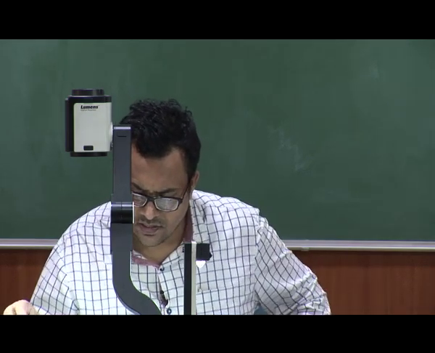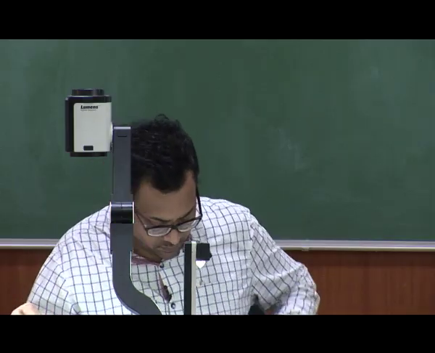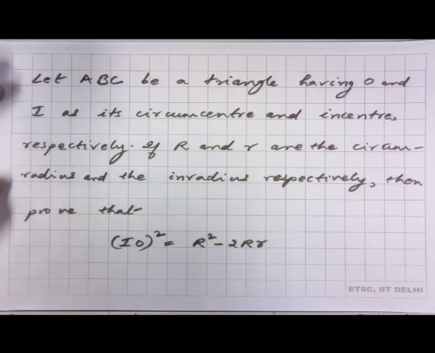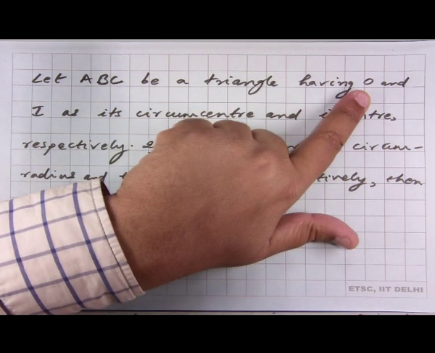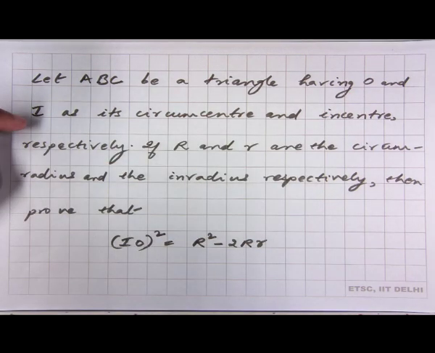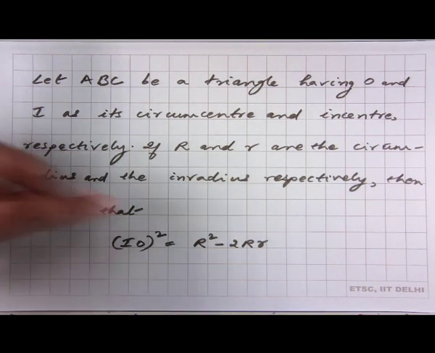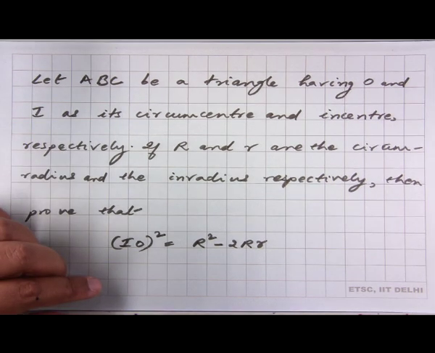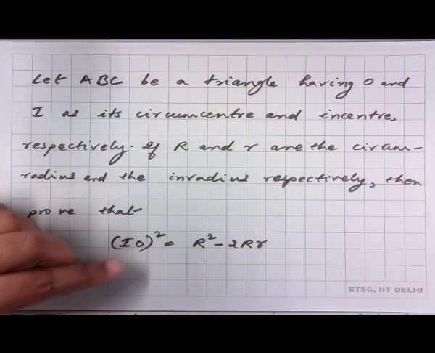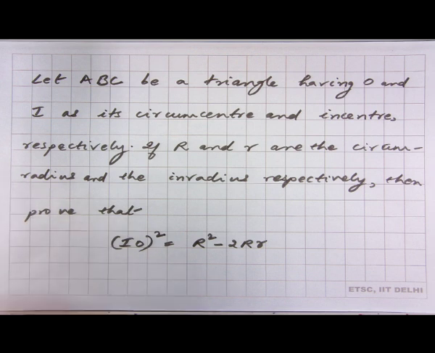Let us take the next problem. So, in this problem, it is said that we have a triangle ABC whose circumcenter is denoted by the point O and whose incenter is denoted by the point I, and let R and r be the circumradius and the inradius respectively. So, now we have been asked to show that the square distance between the circumcenter and the incenter is this quantity.